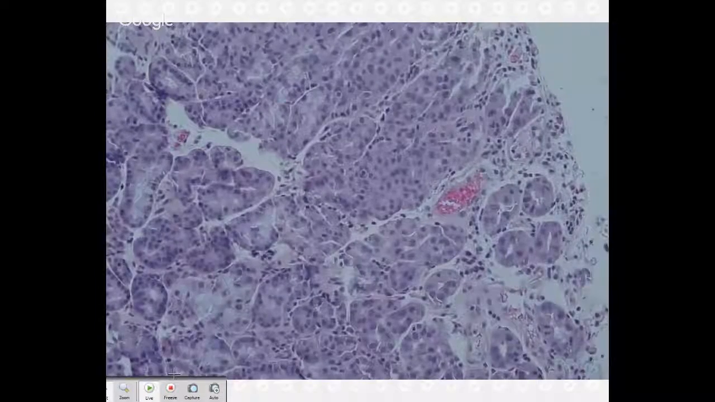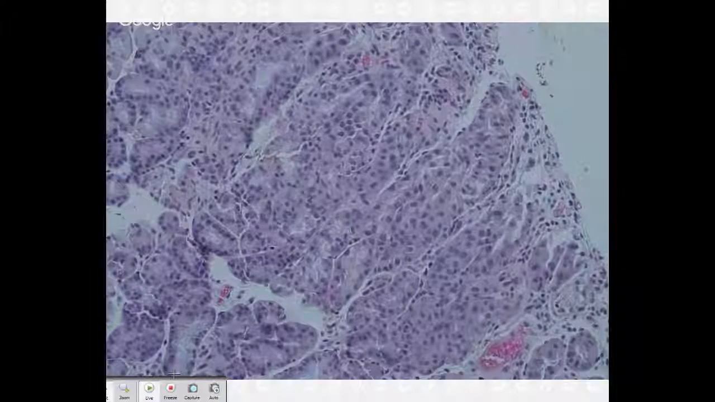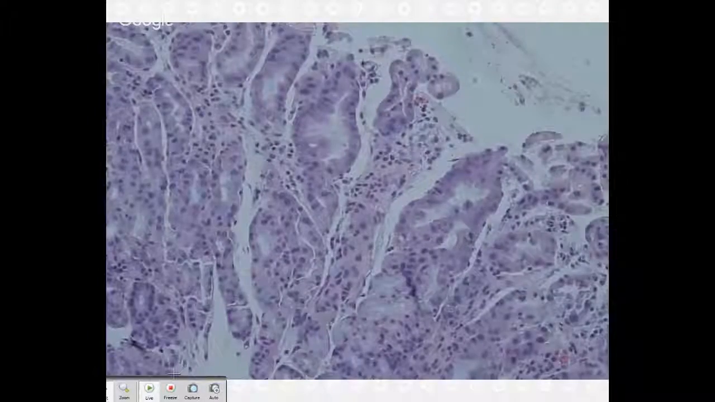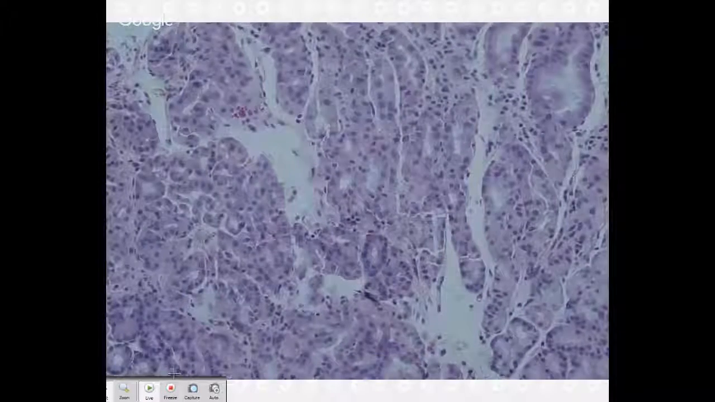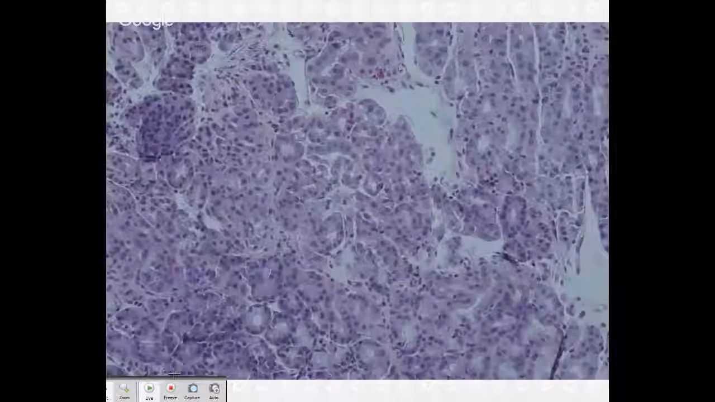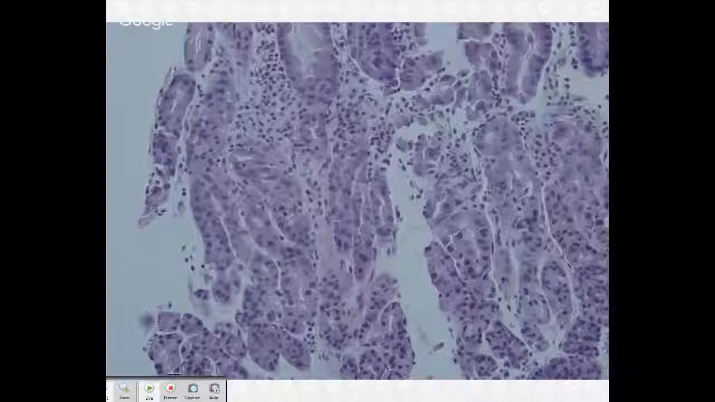What else did you notice? I guess you see some, maybe this is just a tangential cut, but you see some fusing of the glands here. Yeah, you do. So it's not just busy because of the stuff in the lamina propria. The epithelium looks a little funny too, right? What do you notice? Or what other things did you notice in the epithelium that don't belong?